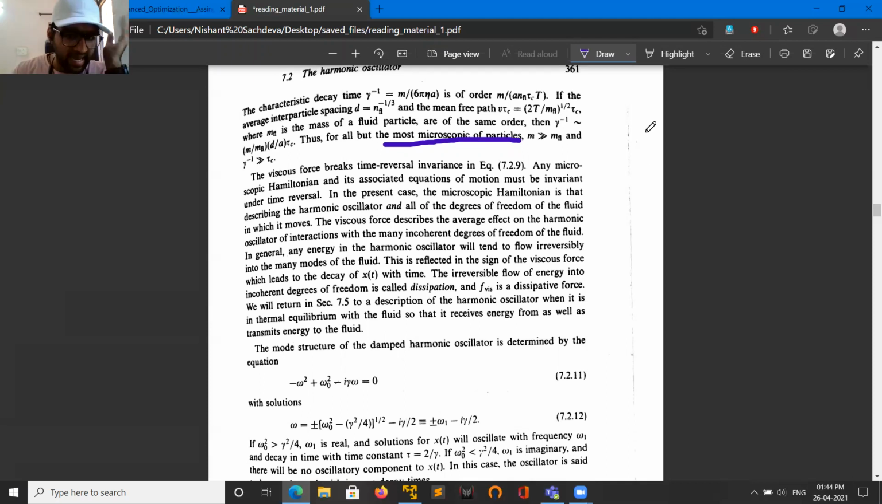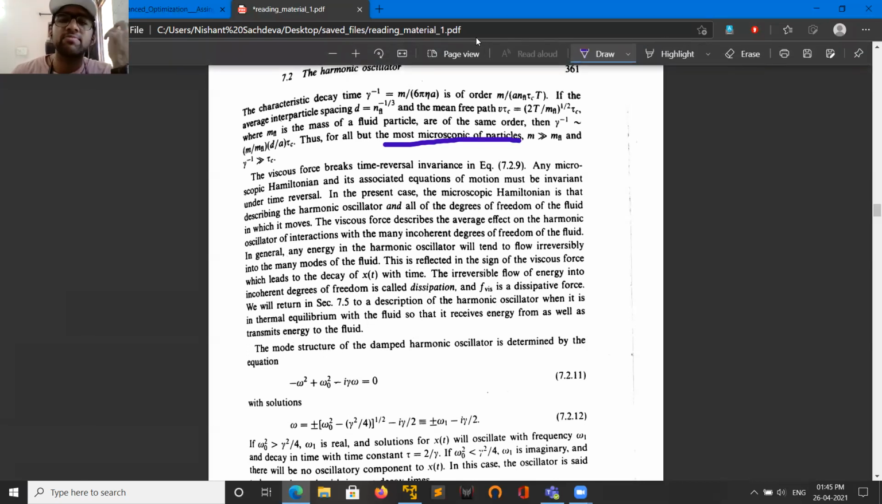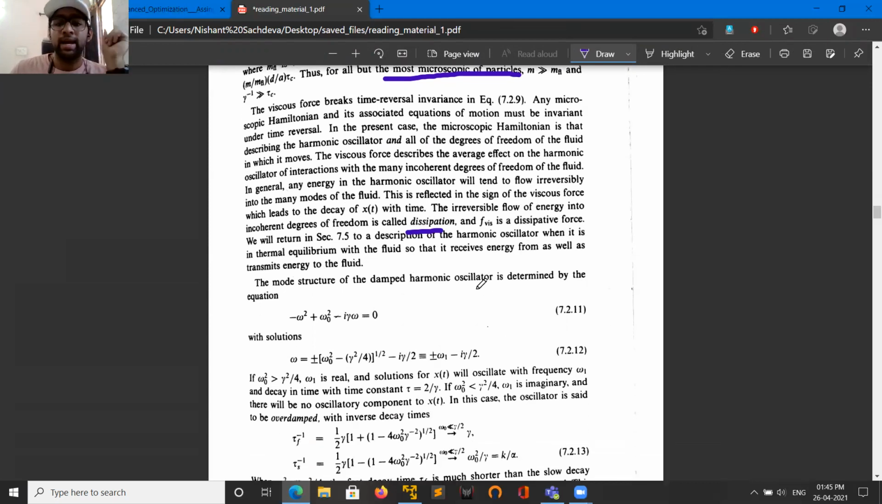In general, any energy in the harmonic oscillator will tend to flow irreversibly, which means once it's gone, it's gone. It's basically like heat dissipation; it will flow irreversibly into the many modes of the fluid. Simply put, we lose our energy when we experience friction in water. This is reflected in the sign of the viscous force, which leads to the decay of x of t with time, as we said just now. Irreversible flow of energy into the incoherent degrees of freedom is called dissipation. We will look at this ahead, and F vis is a dissipative force.